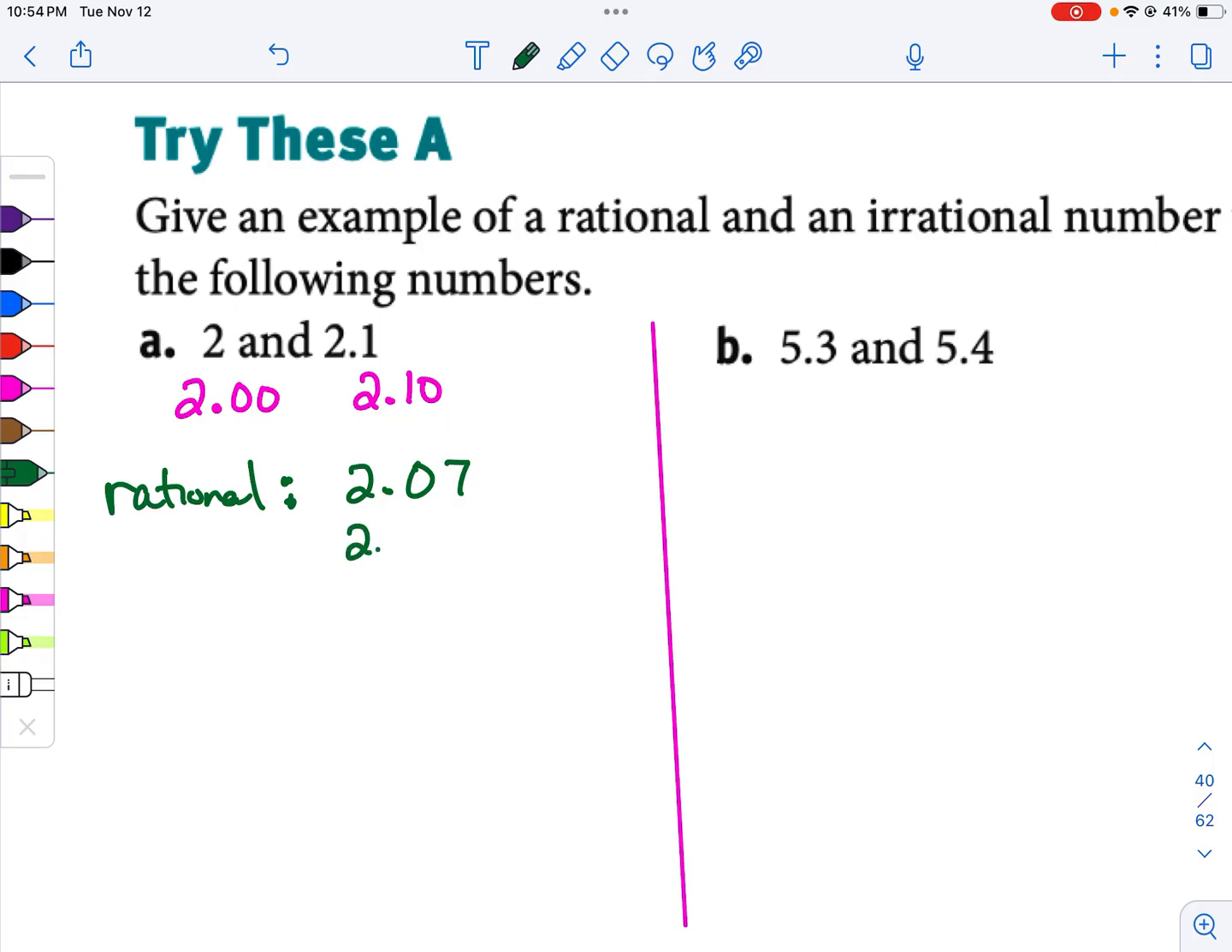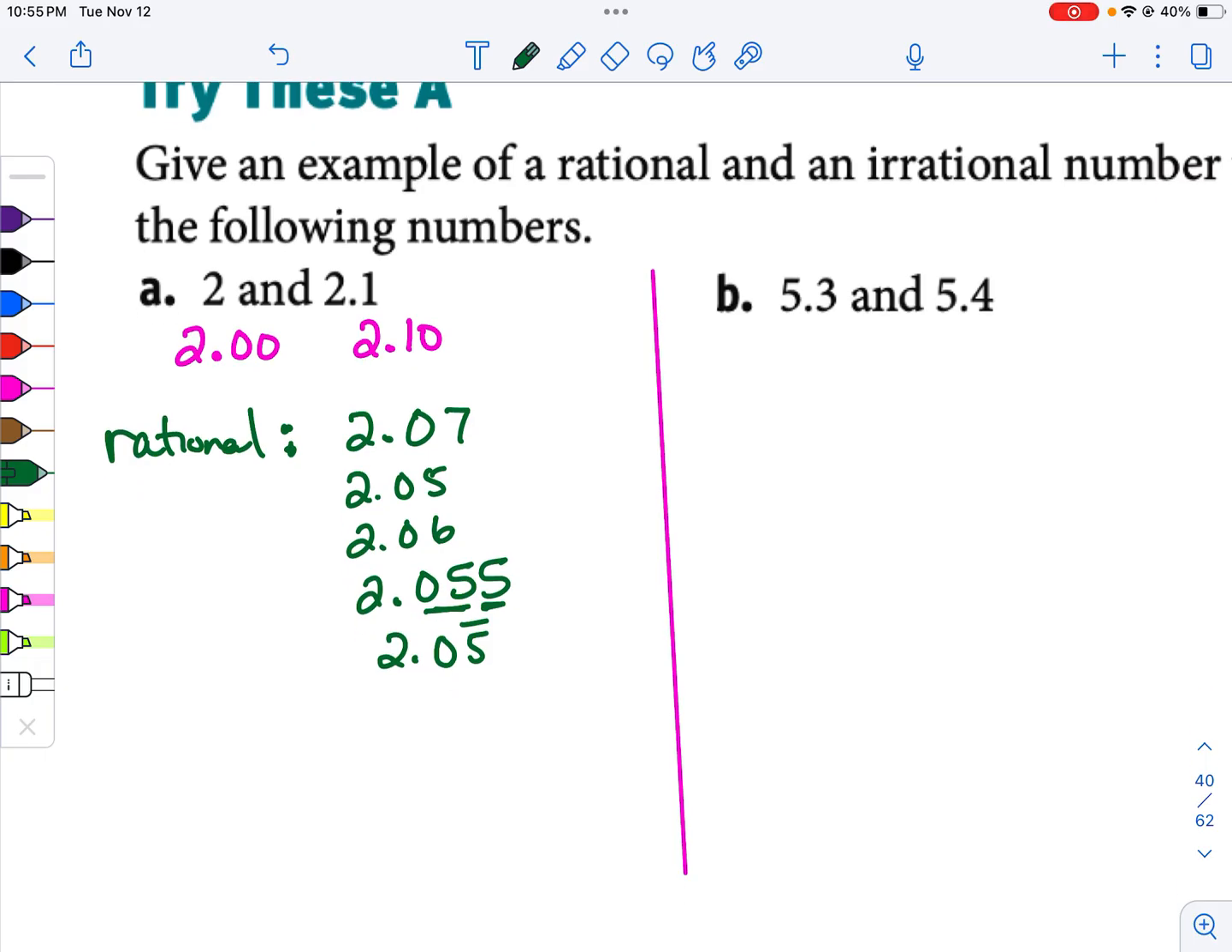Absolutely. You could pick 2.05, 2.06. We can even do 2.055, right? Because 05 is still between $2 and $2.10. And then if I add one more 5, that number stops, right? It doesn't go on forever. Now I could also do 2.05 with the bar over it. Because remember, that would be 2.05555555. And a repeating decimal is an example of a rational.